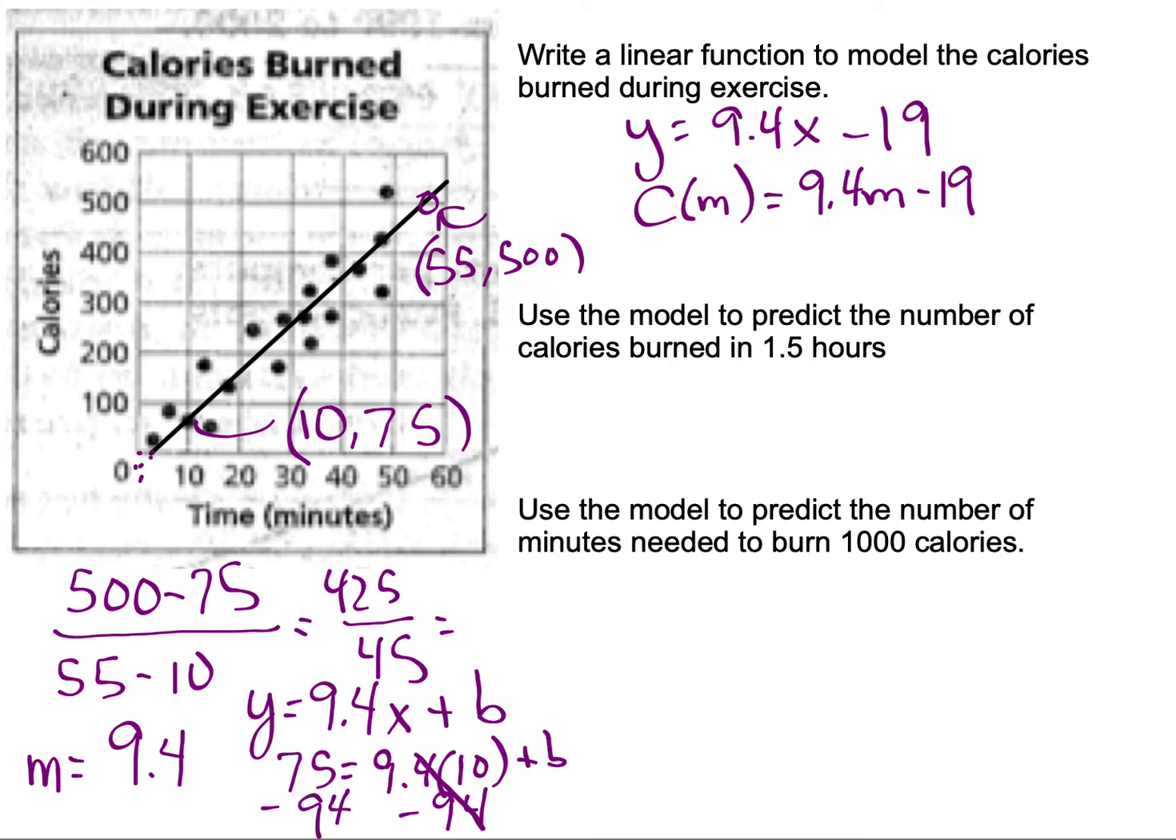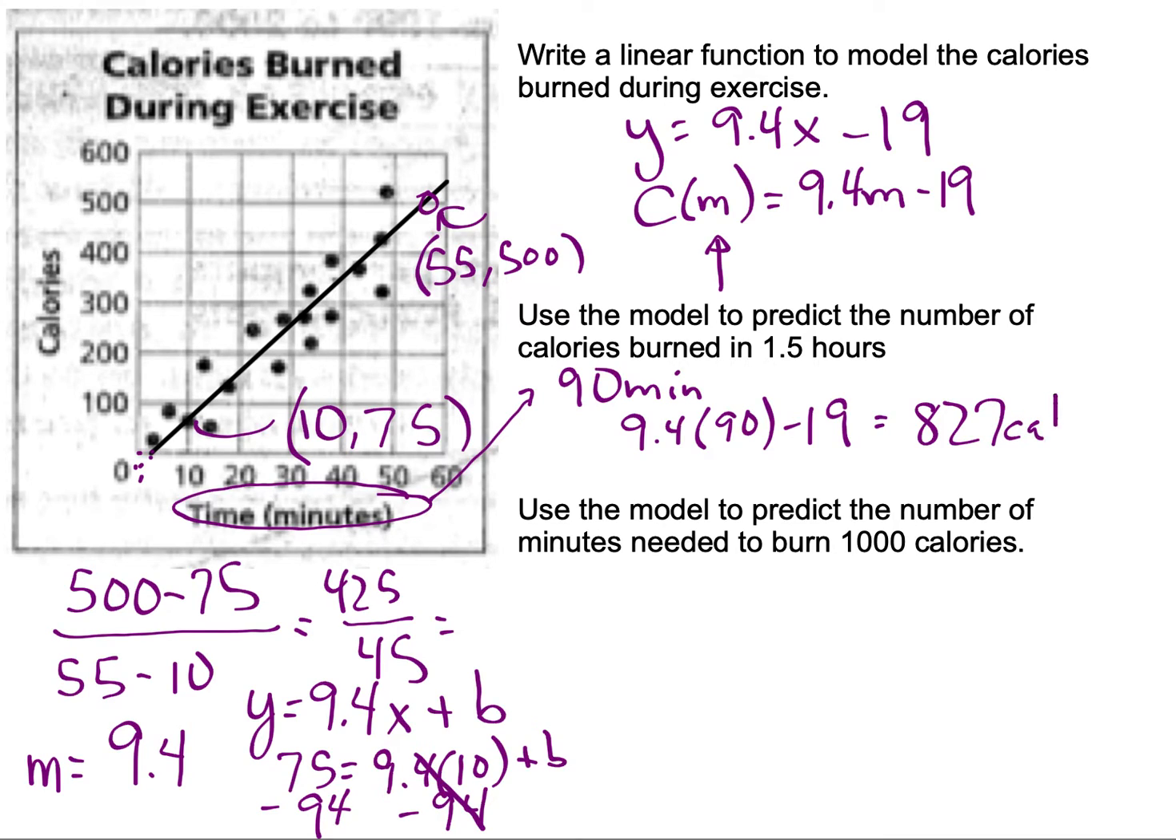Use the model to predict the number of calories burned in 1.5 hours. Now 1.5 hours is going to be a time equal to 90 minutes. We do have to convert that because our input is in minutes. So we're going to plug in 90 minutes. This is going to be 9.4 times 90 minutes minus 19, and that gives us 827 calories.